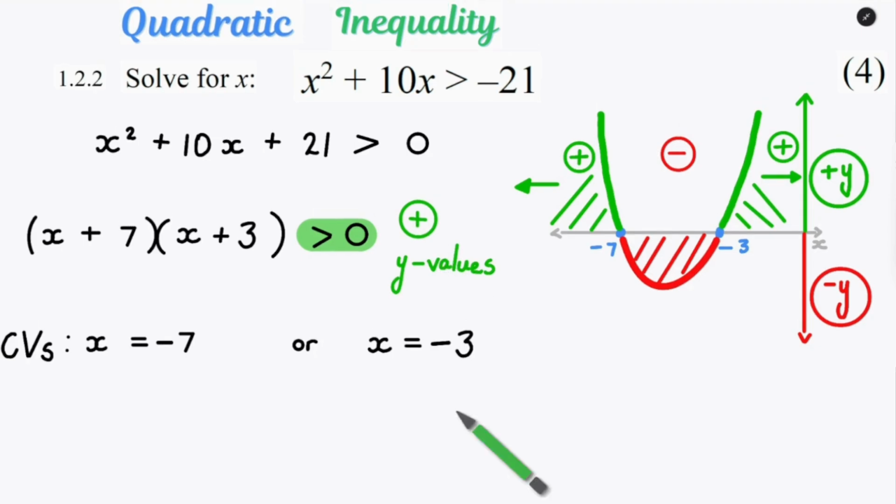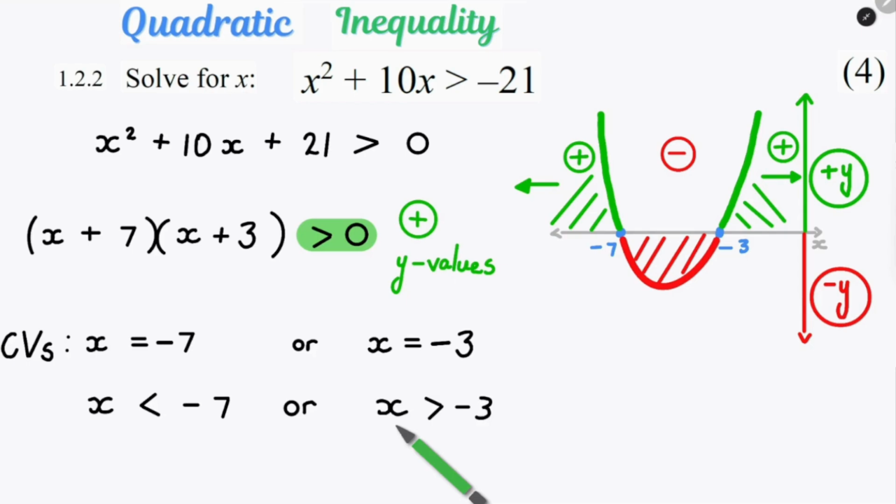And we are finally ready to state our answers. From negative 7 to the left, how we state that mathematically is when x is smaller than negative 7. Then we're going to hit the word or, and we're going to state the other region. It's from negative 3 to the right, so it's when x is bigger than negative 3.